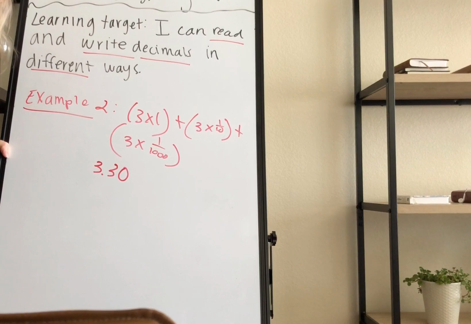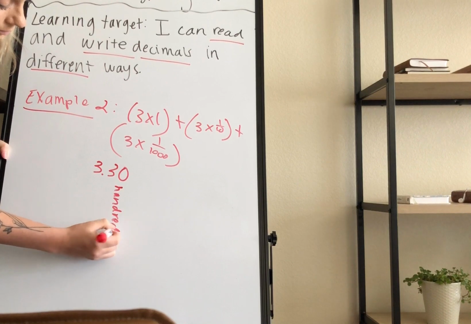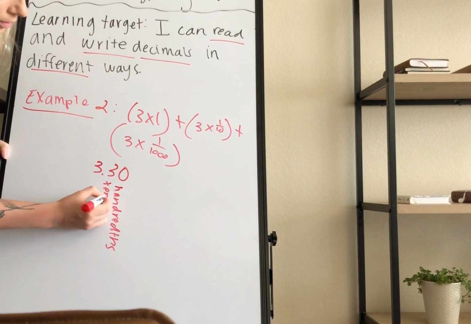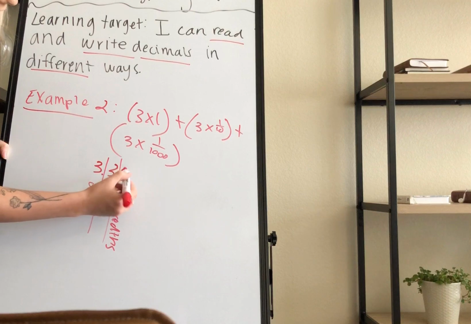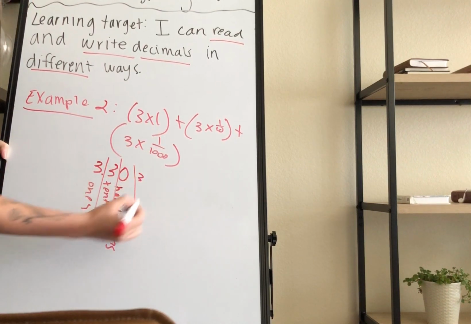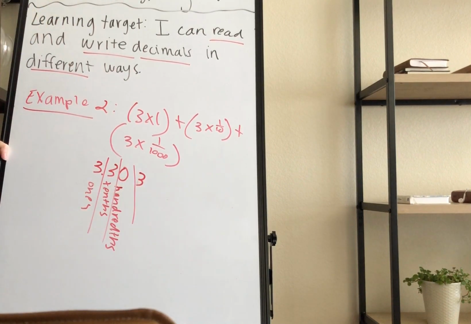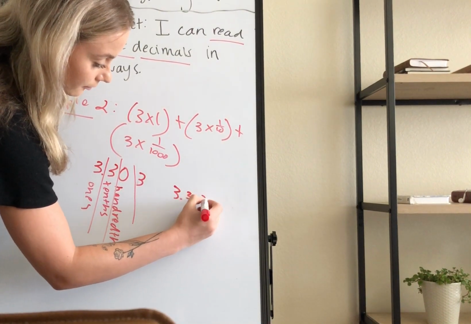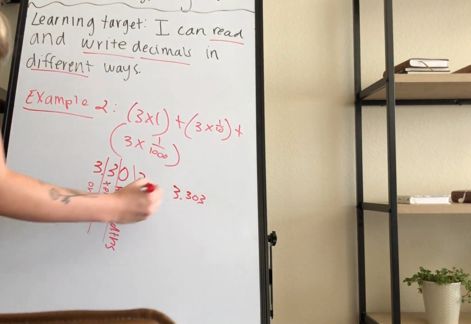Why do we need to add a 0? Because this place right here is the hundredths. We weren't given a fraction with a denominator of 100. So we need to add a 0. I'm writing these out real quick for you guys. And then we have our last 3 as our 1 over 1,000. So your answer would be 3 decimal point 303. This is it in expanded form. This is your decimal in standard form.